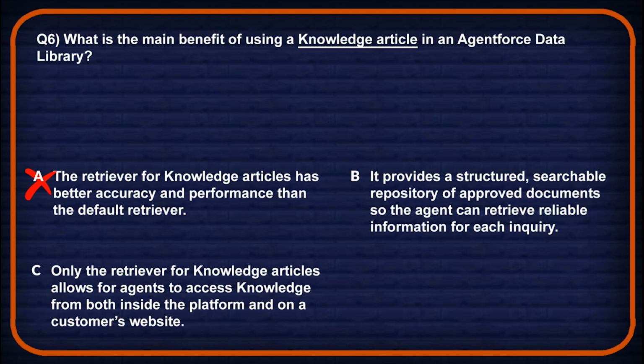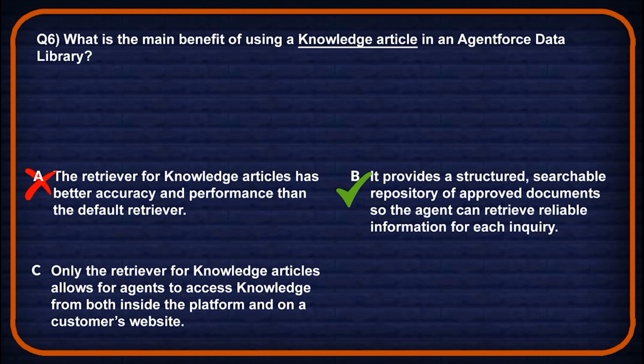Option B. It provides a structured, searchable repository of approved documents so the agent can retrieve reliable information for each inquiry. Knowledge articles are designed to be structured and searchable, ensuring agents access consistent approved information for customer inquiries. Hence option B is the right choice.